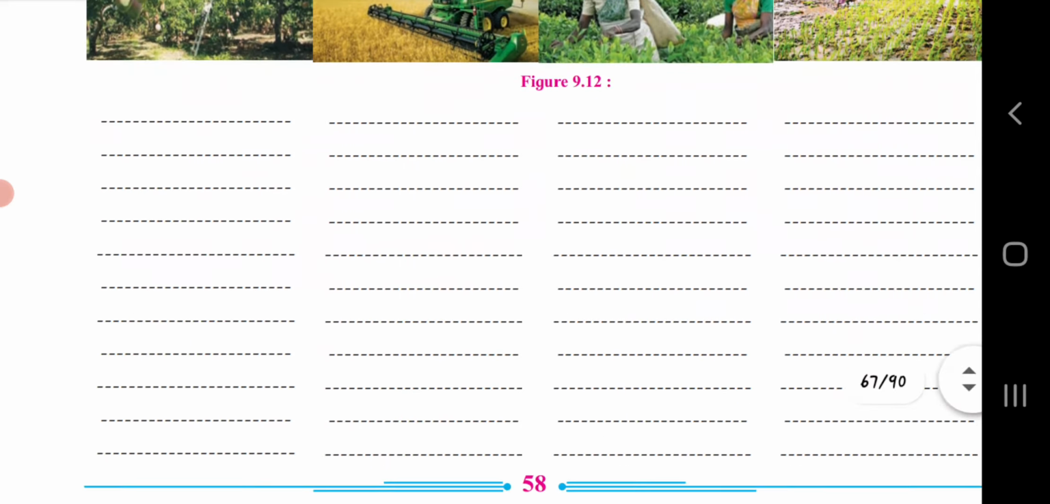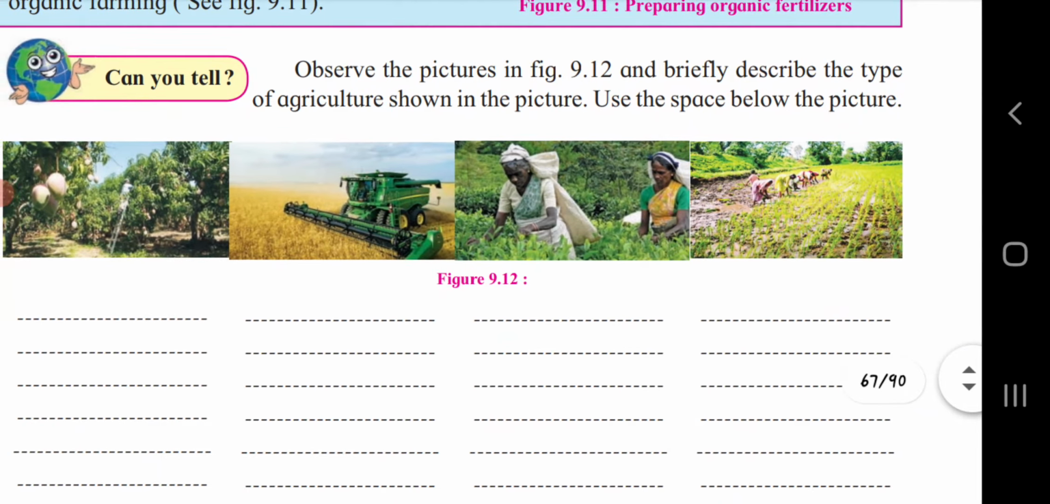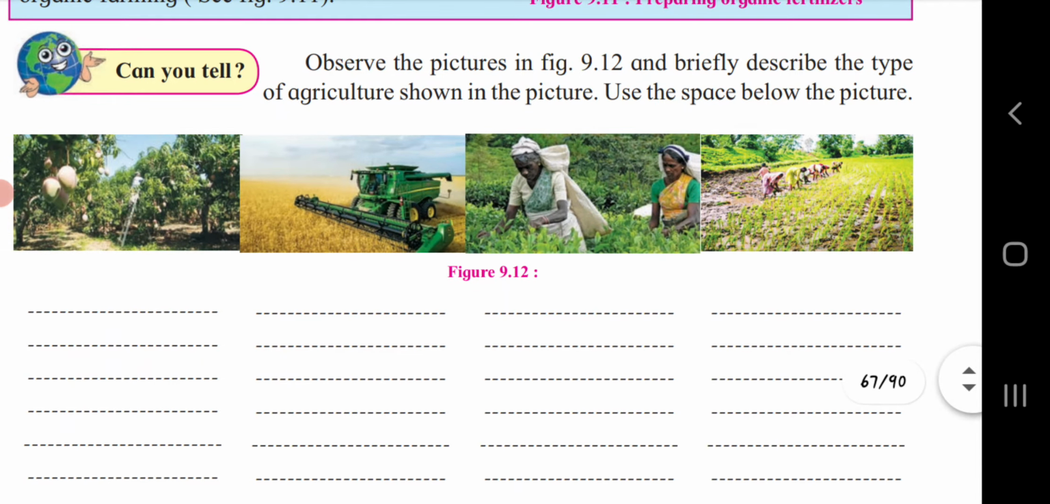Here they have given: observe the pictures in figure 9.12 and briefly describe the type of agriculture shown in the picture. Use the space below the picture. So the picture is given and space is given. So what type of agriculture is done in these pictures? About that you have to write down. Complete this activity in the textbook.